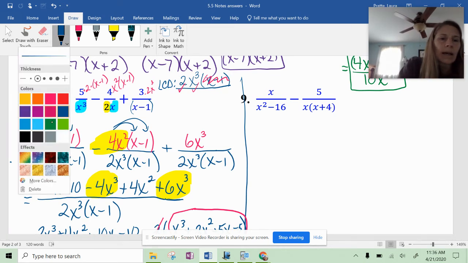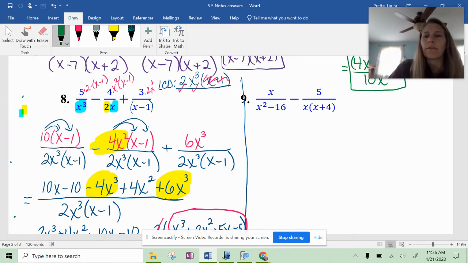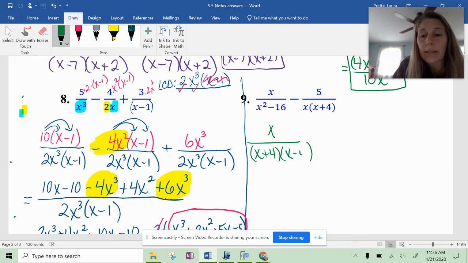So for number 9, again, first thing you want to do is find that LCD. Now the nice thing about this one is that the second half is already factored for us. So first thing we do is factor whatever's not factored. So this will be x plus 4, x minus 4. And then on this side, we have the x times x plus 4.